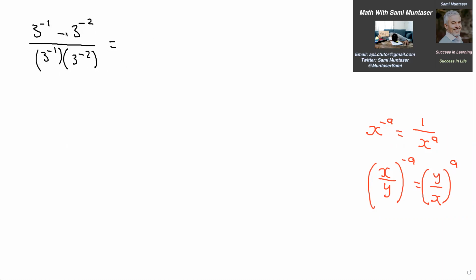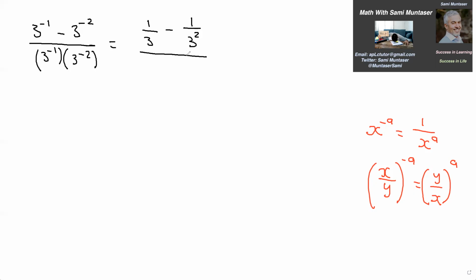So the only way you could do this is by changing this to a positive exponent. And as I'm saying, x to the negative a becomes 1 over x to the power of a. So this will become 1 over 3 to the power of 1. When it's to the power of 1, you don't have to put the 1 there. It's an invisible 1. And this will be 1 over 3 squared.